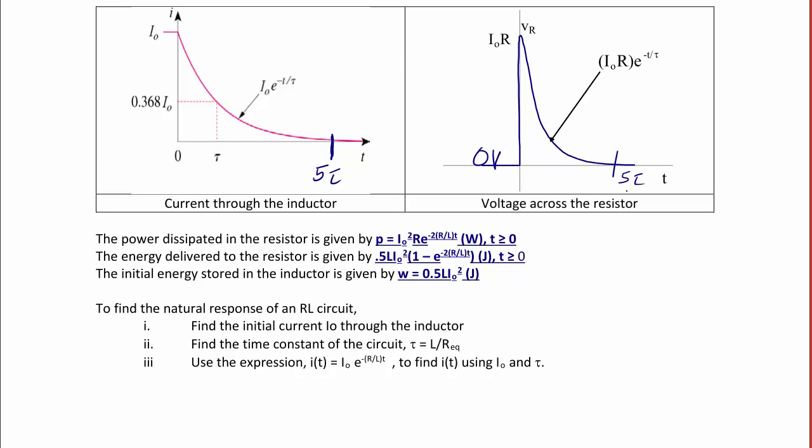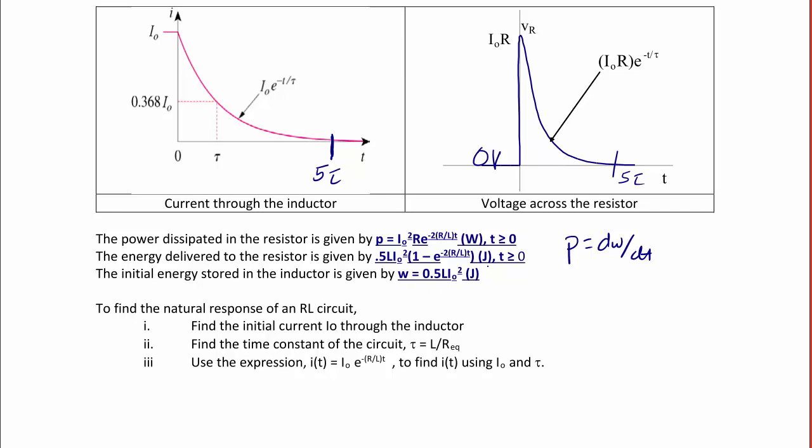The energy delivered to the resistor is based upon the equation we have that P is equal to dW dt, or that the integral of the power is the energy. So you can find the energy delivered to the resistor as 0.5 L I0 squared times 1 minus e to the negative 2R over L t joules, or the total energy is W equals 0.5 L I0 squared, also in joules.